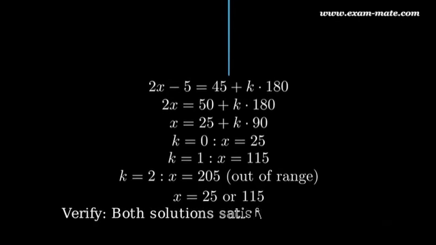To verify these solutions, you can plug them back into the original equation. Both values of x will give you tan(2x + 5 degrees) equals 1.